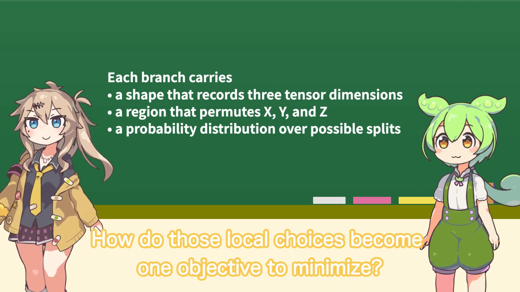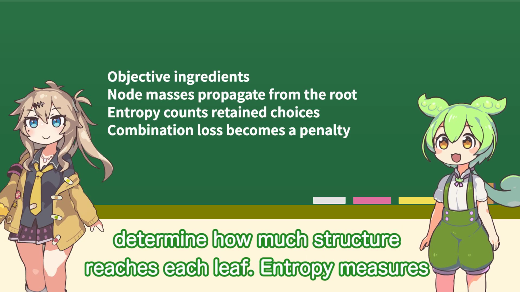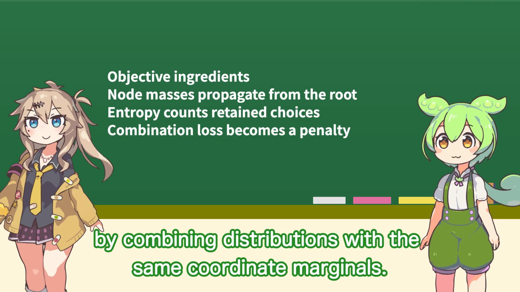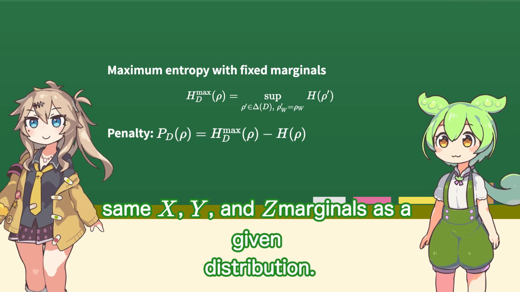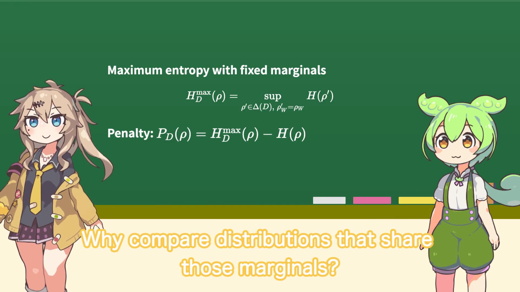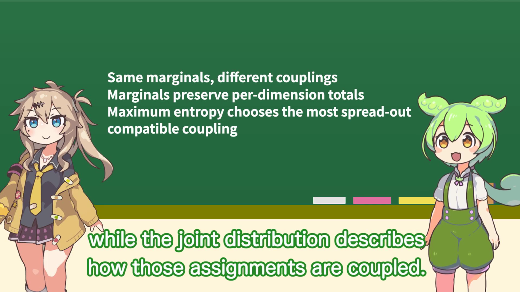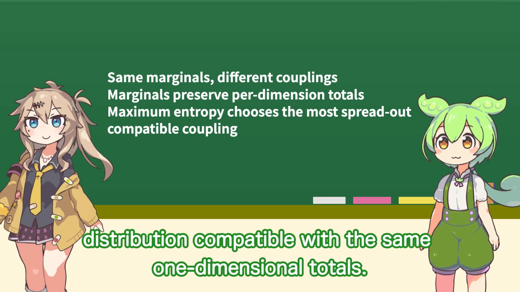How do those local choices become one objective to minimize? Each node receives a mass from its parent, and the split distributions determine how much structure reaches each leaf. Entropy measures how many choices are retained, while penalties account for the loss caused by combining distributions with the same coordinate marginals. The key mathematical quantity is the maximum entropy distribution with the same x, y, and z marginals as a given distribution. Why compare distributions that share those marginals? The marginals preserve the amount assigned to each matrix dimension, while the joint distribution describes how those assignments are coupled. Maximizing entropy over all couplings asks for the least committed distribution compatible with the same one-dimensional totals.